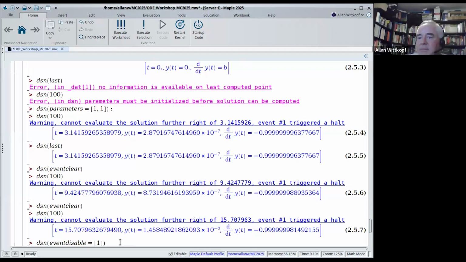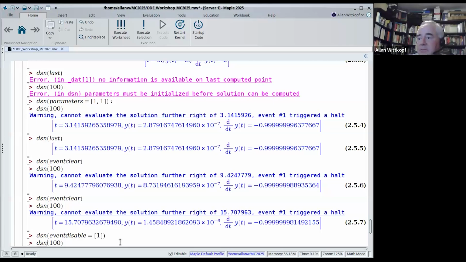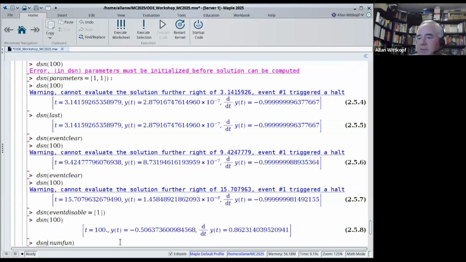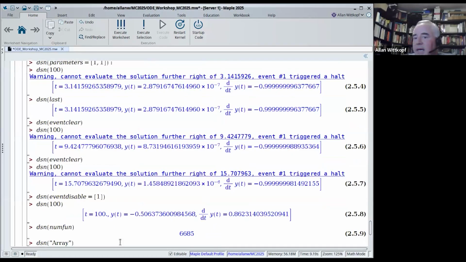Continuing with this example, we can turn that event off entirely and just say disable it. And now what happens is it runs as though you'd never specified the event to begin with. You can again ask how many function evaluations. Now the new feature in Maple 2025 is the array feature.